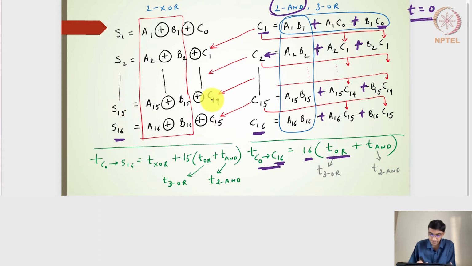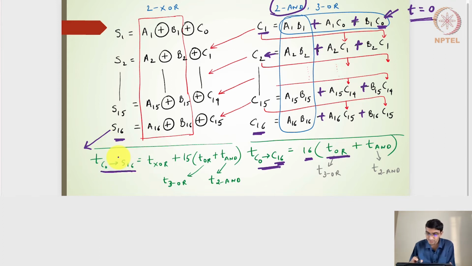Similarly, S15 will wait for C14 because the A15 B15 XOR operation is already done, assuming that all these XOR gates are in parallel and made available in parallel, and the inputs A1 B1 to A16 B16 have already arrived at t equal to 0. Right. So with that particular condition, what should be the delay to generate the S16 bit starting from C0, right? How much time or delay does it take, right?